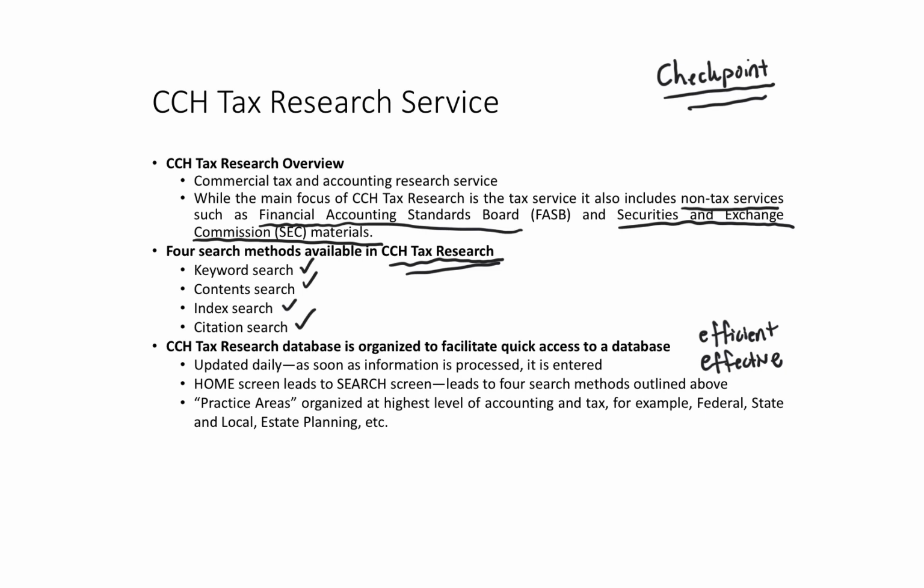I should say for CCH, the home screen does have the search screen on it. It doesn't lead to it. That's more like Checkpoint. It actually is the search screen, and it also leads to the 4 methods. There's also different practice areas that you can go to. You can go to federal tax, state tax, estate planning, international, different practice areas depending on what type of tax professional you are.